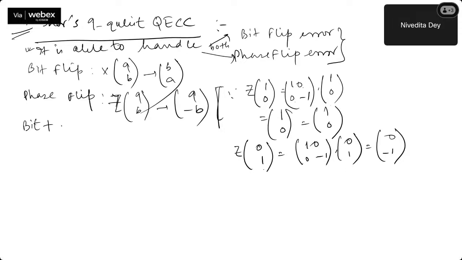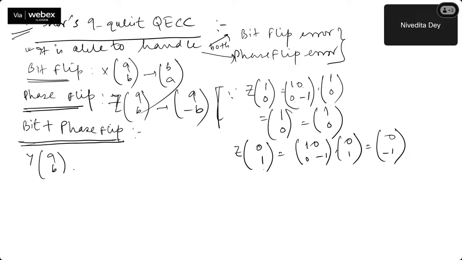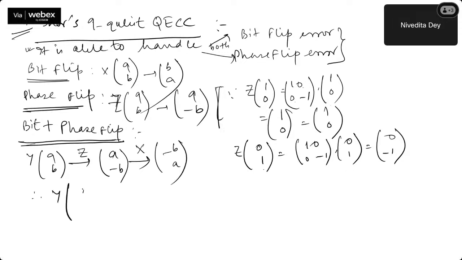Now whenever I call a mix of bit and phase flip error both, that can also happen in the network. So if this kind of an error scenario happens, let us call it Y|A,B⟩. So first we will make it |B,A⟩, or say make it this phase flip. So phase flip will make it A minus B. Again that is on Z. Now again apply X. So it will be minus B A. So Y|A,B⟩ will make it minus B A, which is the implication of both the bit flip error as well as the phase flip error.